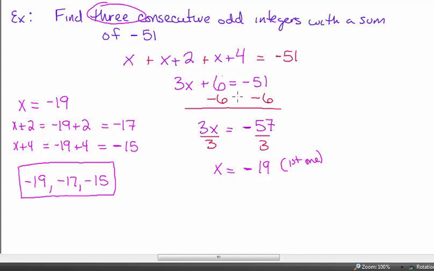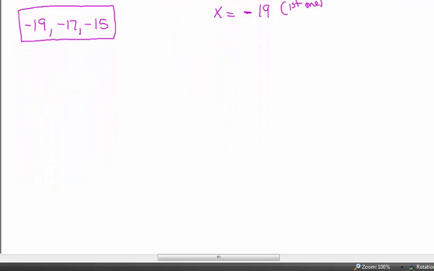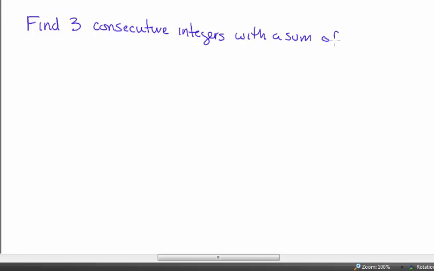So let's try another one. This time we'll just do regular consecutive. So we are going to find 3 consecutive integers with a sum of 21. Okay, so consecutive integers, my first one is x, and then I add 1, and then I add 1 more, because we're just talking about consecutive integers, not evens or odds.